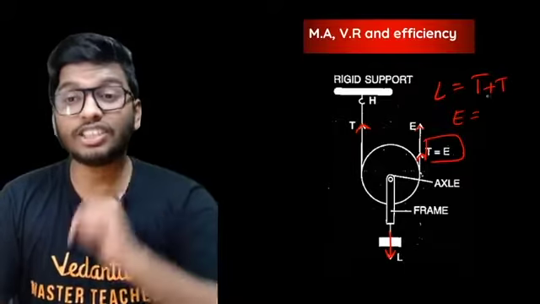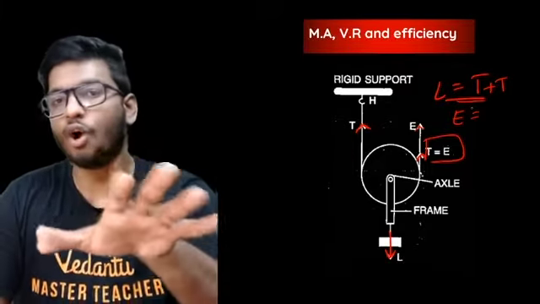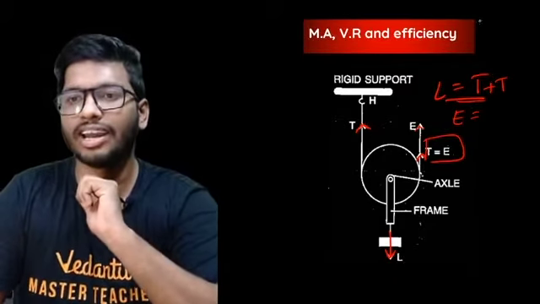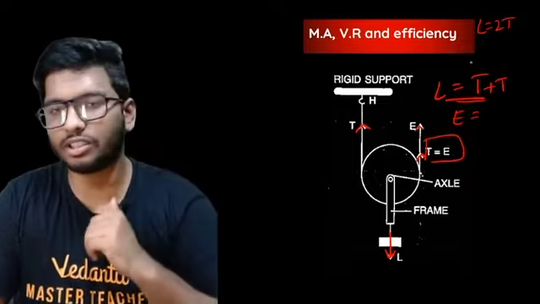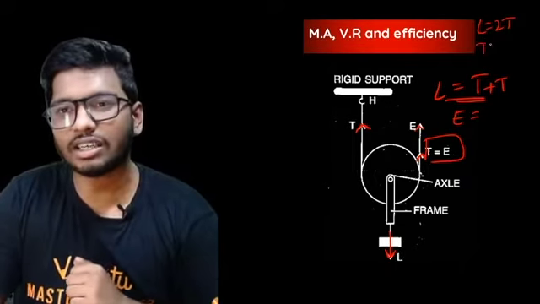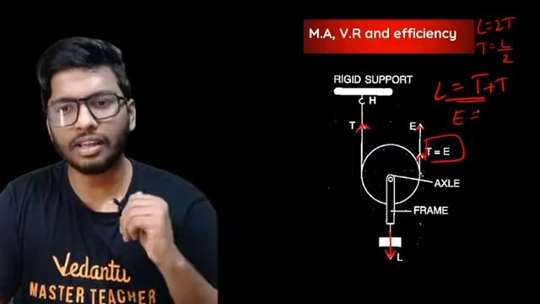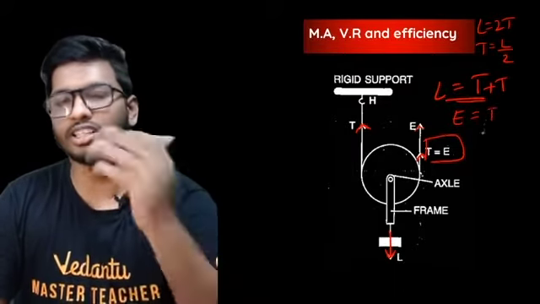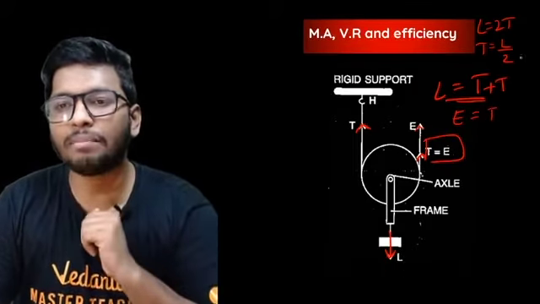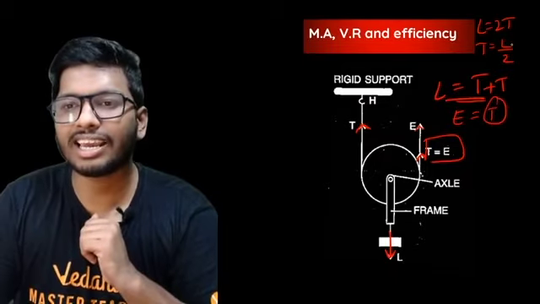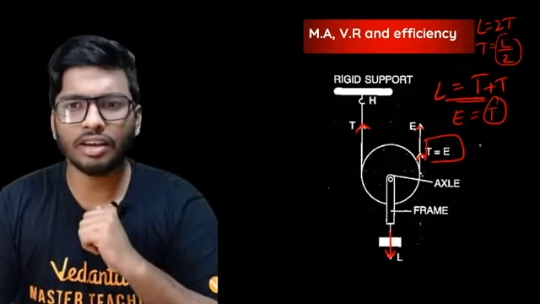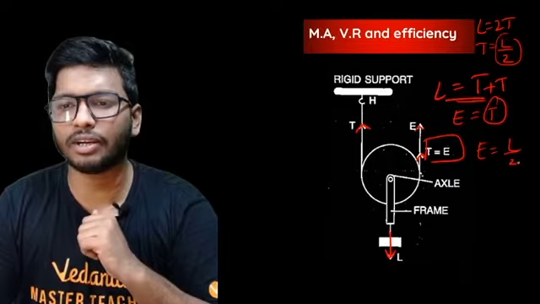Now, if you look at this, load is equal to T plus T. So what did I get? Load is equal to 2T. T plus T is 2T. Now, what is T? T is equal to L by 2. Very simple. Now I saw that effort is equal to T. So can I replace T in this equation? Absolutely. So in place of E, can I write it as L by 2?